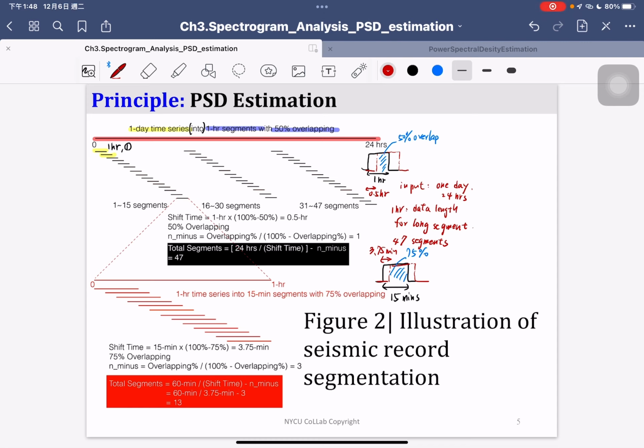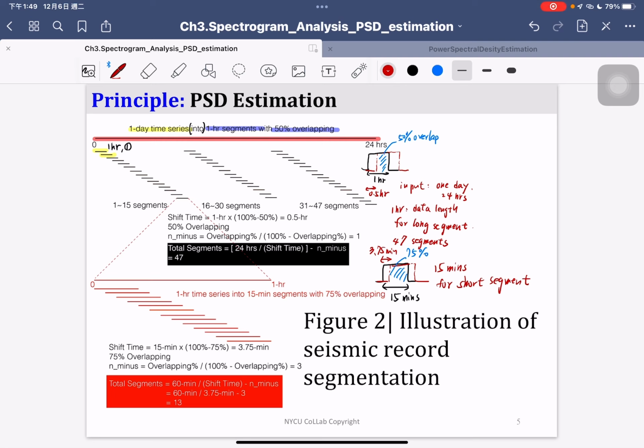Okay, so here I call the 15 minutes window the time window length, but for the short segment. So the 15 minutes is the data length for the short segment. And you can see, because you cut the 1 hour's data into 15 minute small segments with 75% overlapping, finally you can compute how many short windows you have.